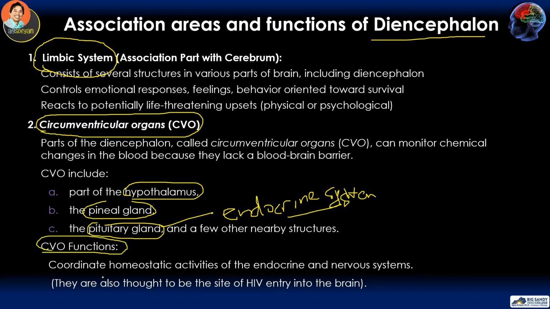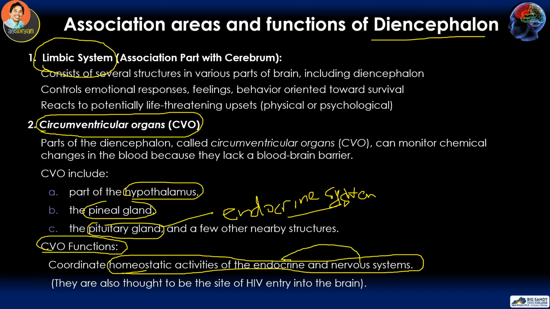Okay? The function of the CVO is to connect and control between the nervous system and the endocrine system. So mostly, the nervous system will control the endocrine system, because the nervous system is the system that controls almost everything in our body, including the hormonal function, the endocrine system.